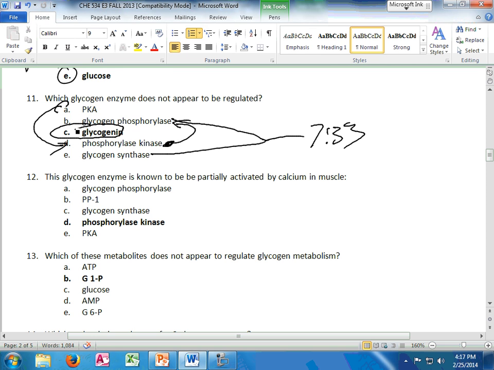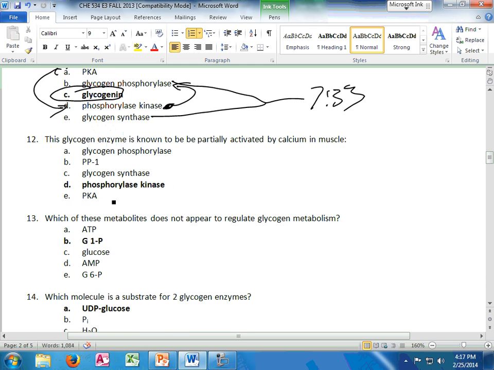Nothing is ever talked about with glycogen in regulation. So you can know it because of that or just by default. So if you look on 39 and 40, it talks all about phosphorylase kinase. Calcium in muscle. Remember, liver doesn't care about calcium.